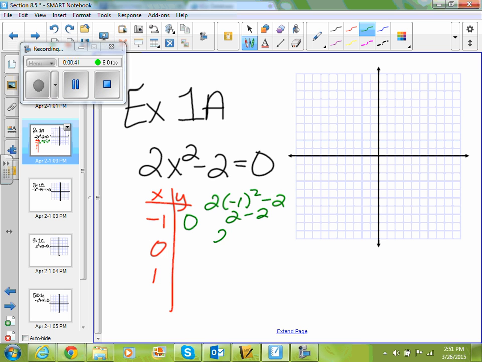Okay, if I plug in 0, 2 times 0 squared minus 2. 0 squared is 0 times 2 is 0. 0 minus 2 is -2. And then lastly, if I plug in 1, 2 times 1 squared minus 2. 1 squared is 1, times 2 is 2, minus 2 is 0.